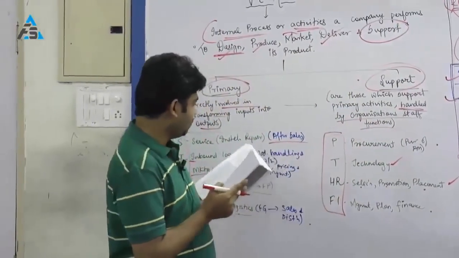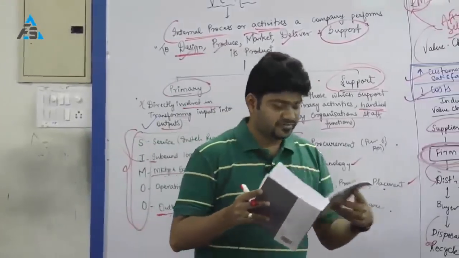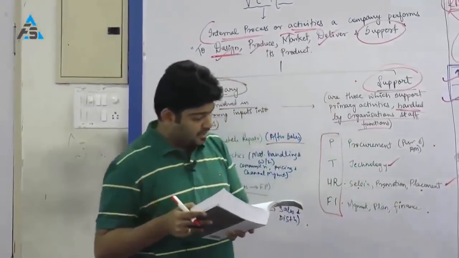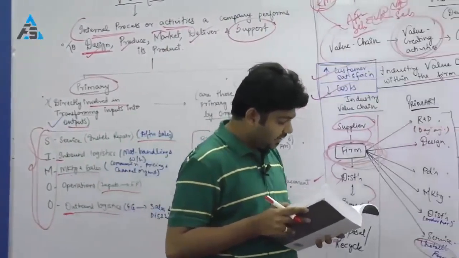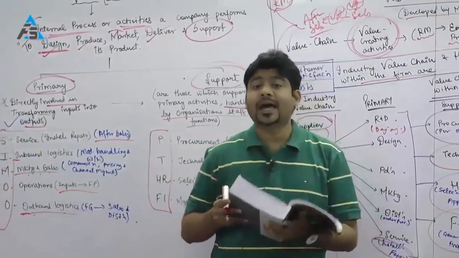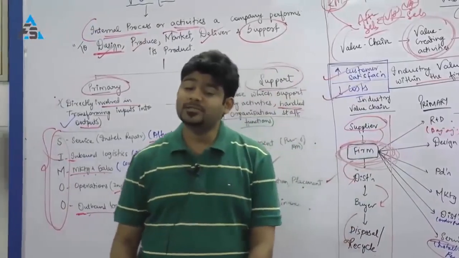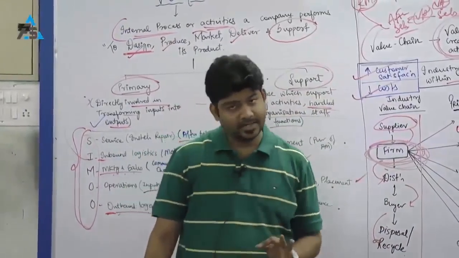If you see the blue markings, that is what this question 45 is. In value chain analysis, business activities are classified into primary and support activities. Classify the following under more appropriate activities. This is a very important question. It can come for 5 marks in question number 1.